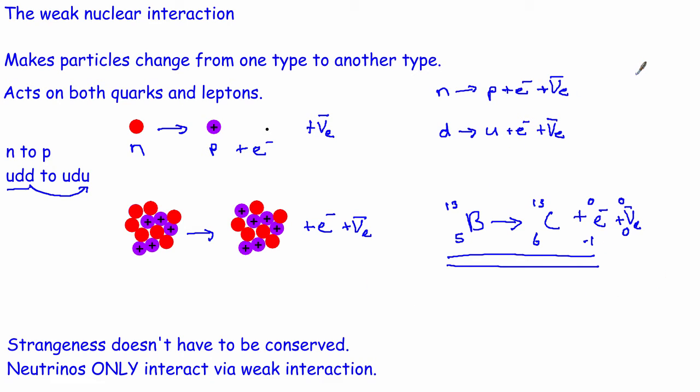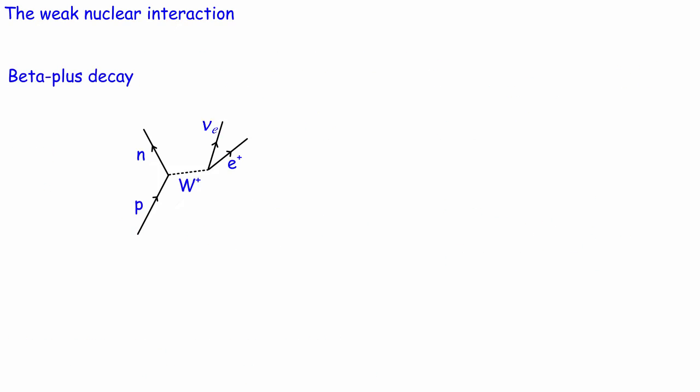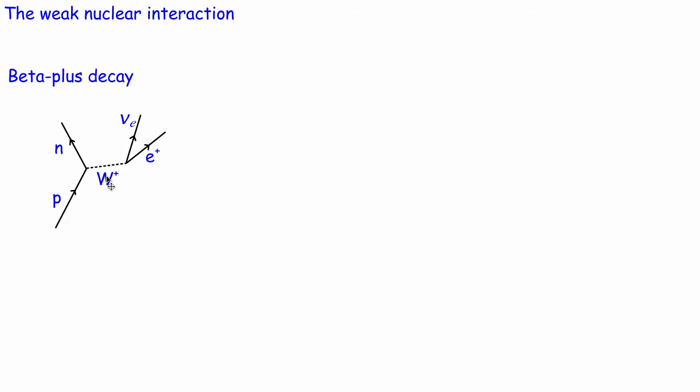Now we can draw some pictures of basically what's going on, and we're going to have a look at these things. So we saw a little bit about Feynman diagrams before. We're going to look at them in a little bit more detail. Okay, so this time we're looking at a different equation. We're going to look at beta plus decay, and we're going to get all of our rules for beta plus decay Feynman diagrams from this picture.